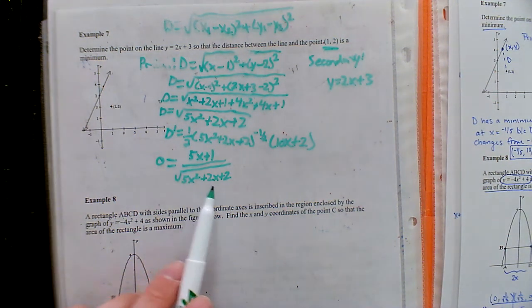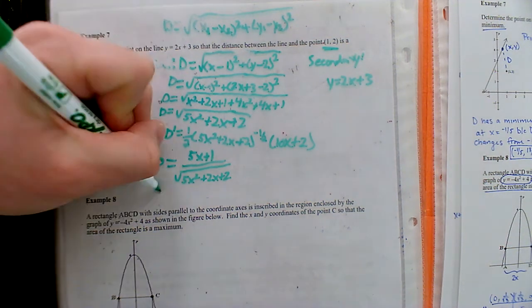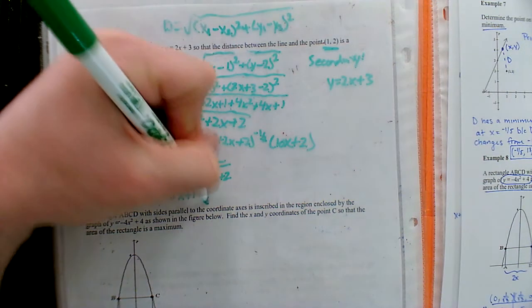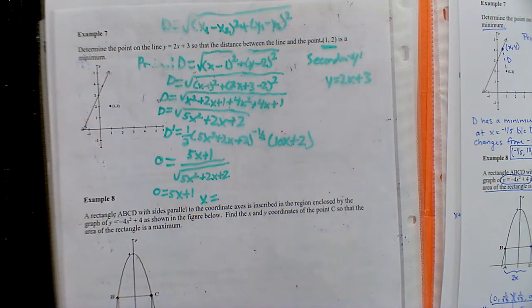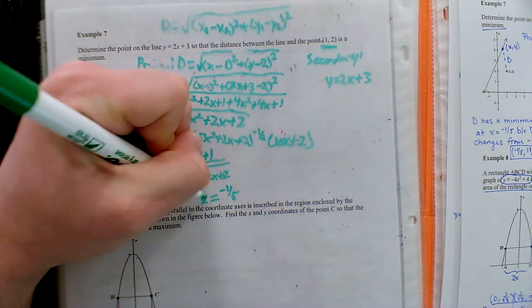And that's set equal to 0, so if we multiply that over, it's going to disappear, so you just need to set 5x plus 1 equal to 0. And solve for x. X is equal to what? What is x equal to? Stevie? Negative 1/5.